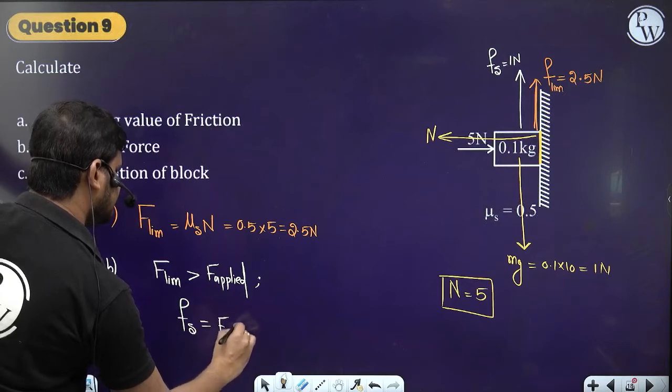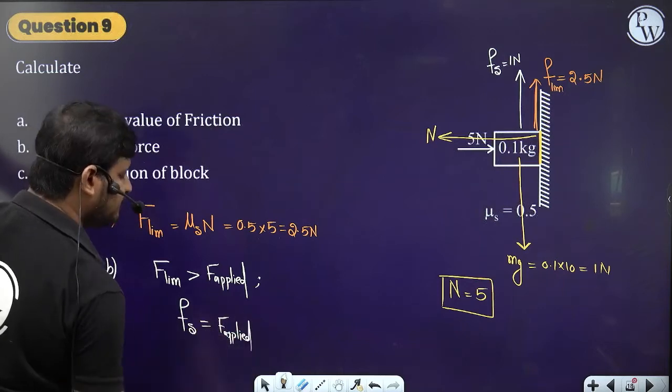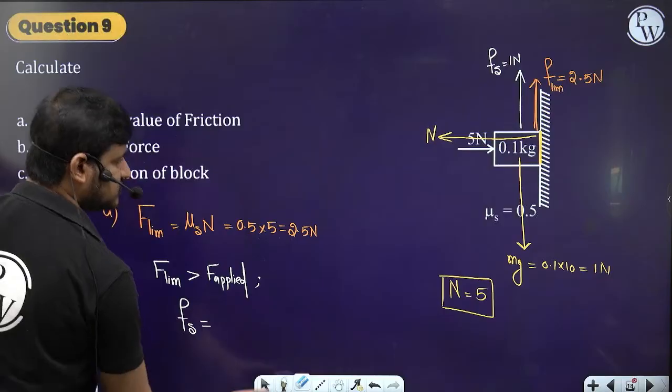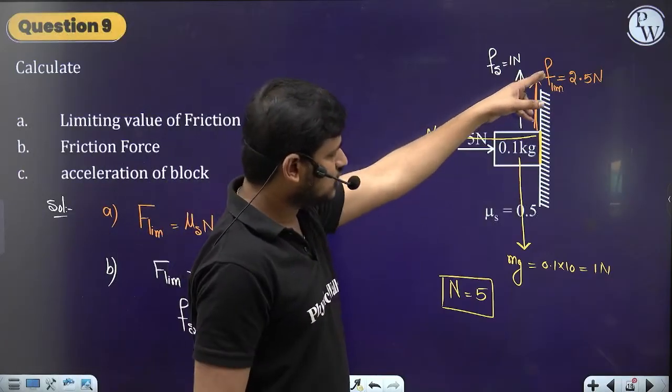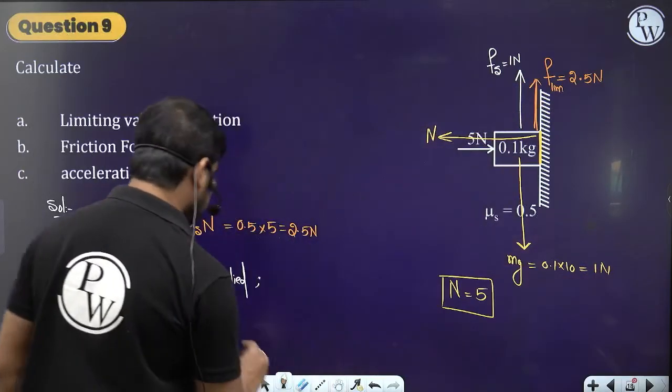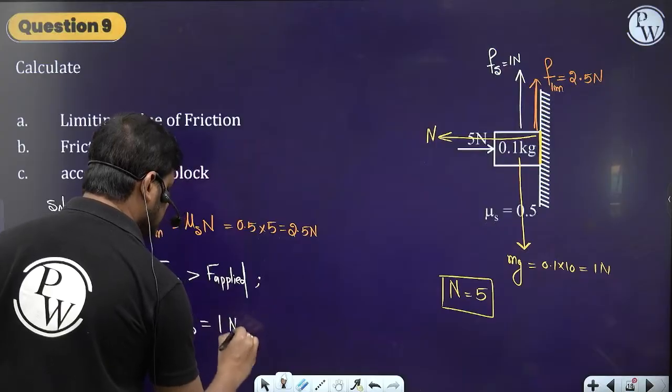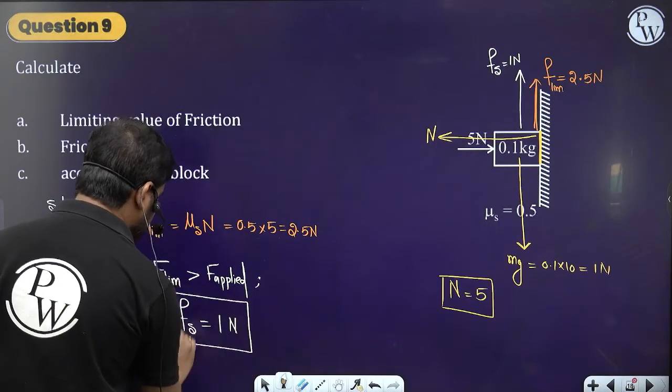Here, applied force means don't take the 5 newtons. So it adjusts itself to the weight. Therefore the static friction is 1 newton here.